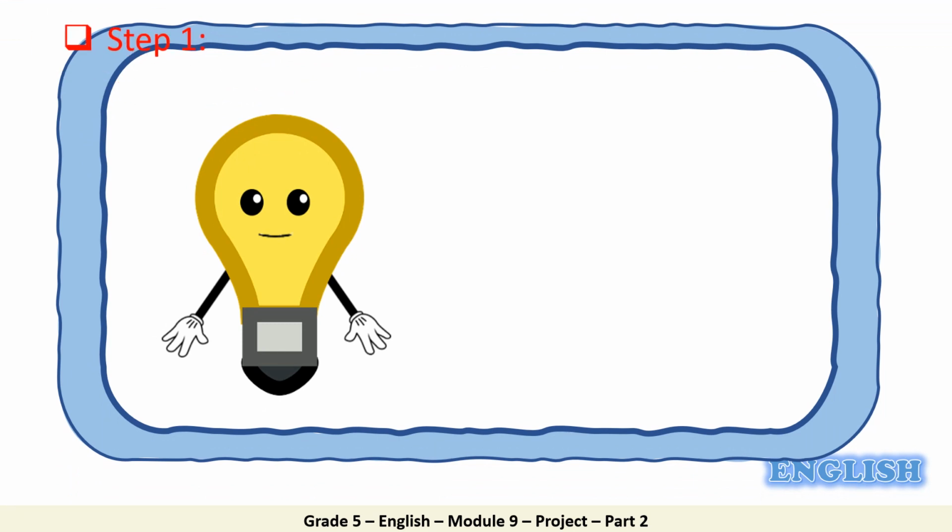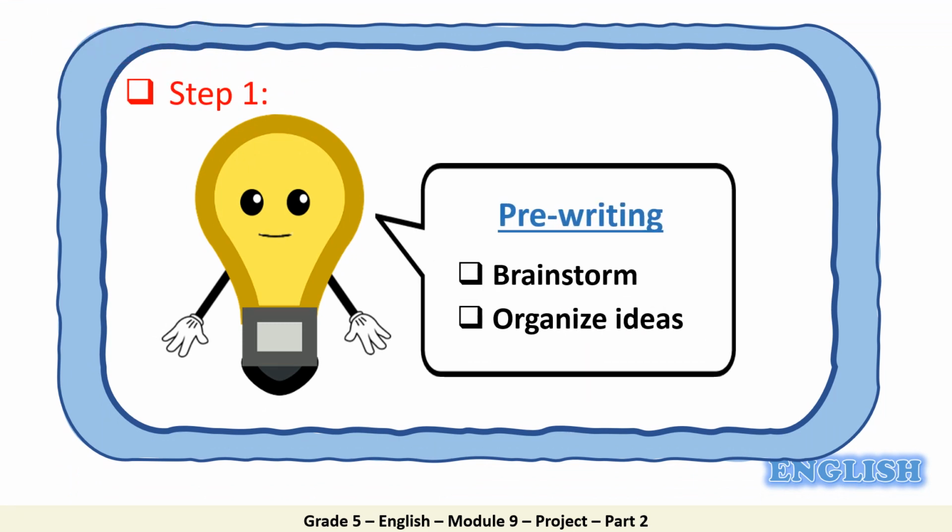The first step is pre-writing, the planning stage. In this stage, you are going to think about your topic and brainstorm ideas. Brainstorm means to think of ideas related to your topic and then organize them.